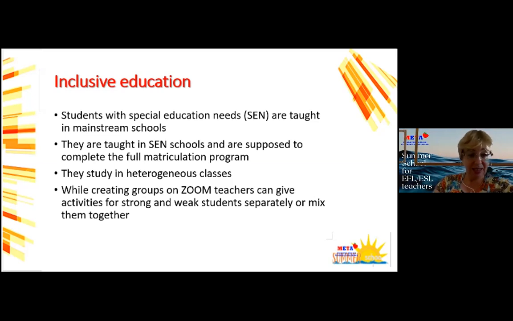Kids can also study in heterogeneous classes. What does it mean? They may be of the same matriculation level, or if you teach in elementary school or junior high, they are supposed to be of the same level, but all the classes are heterogeneous. Why? Because some kids are good at speaking, but not very good at reading comprehension and writing, and vice versa. I also have kids who do reading comprehension well, but they cannot speak well.